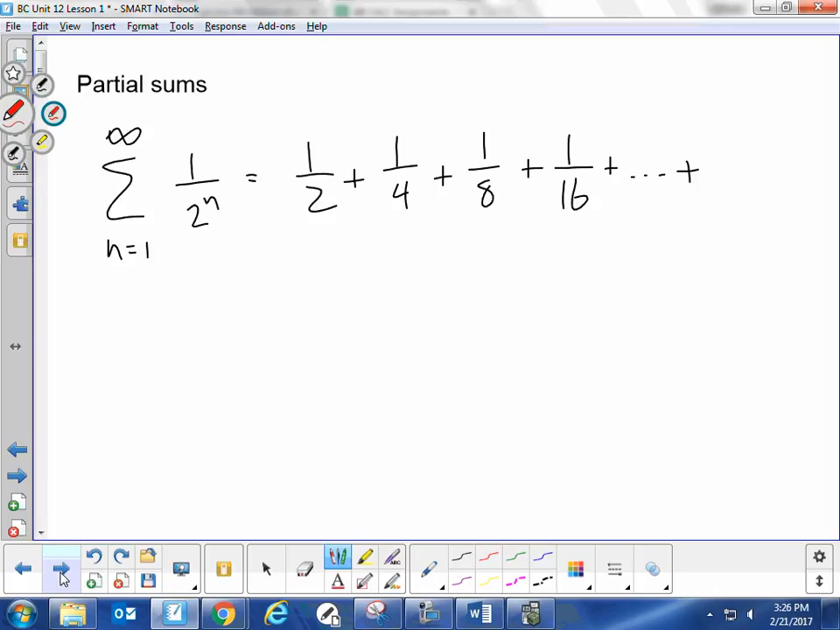Now, we can talk about partial sums. Partial sums are just the step-by-step sums of my series. It will be one way that we can help determine if our series is going to converge or not when my terms trend towards 0.